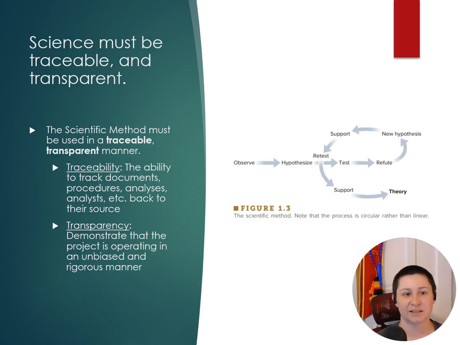Most importantly, science must be traceable and transparent. So, if the scientific method isn't used in a traceable and transparent manner, then there's really no point of doing it because then no one is going to be able to verify your work. And if no one can verify your work, then you might as well have not done it at all because that's just not how science works. Traceability, meaning the ability to track documents, procedures, analyses, analysts, etc., back to their source. And transparency means demonstrate that the project is operating in an unbiased and rigorous manner.